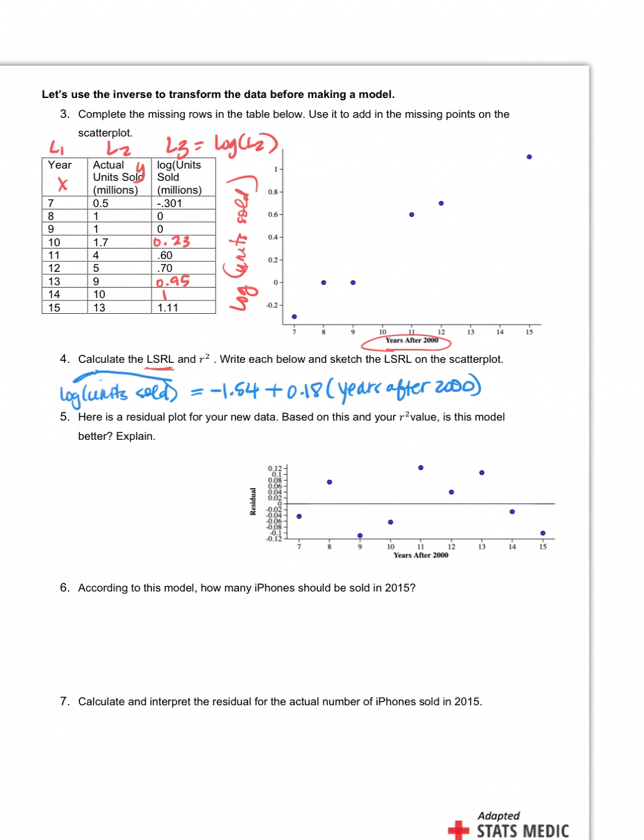Okay. Now, that being said, if we ran the residual plot for this relationship, based on this and the new r squared value, so my r squared now, let me tell you this, is 0.97. So based on that and my residual plot, is this model better? Yeah, because why? What would you say? Yes, okay, there's no leftover pattern.